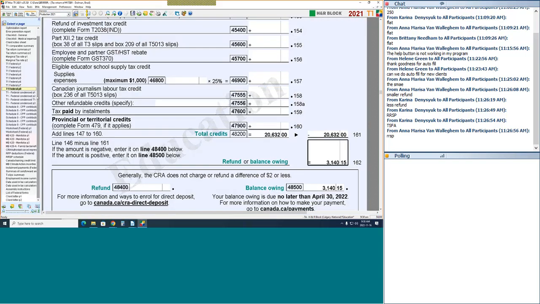So going into his return, if you answered everything correctly, you are going to have a balance owing. Does it make sense for him to have a balance owing?